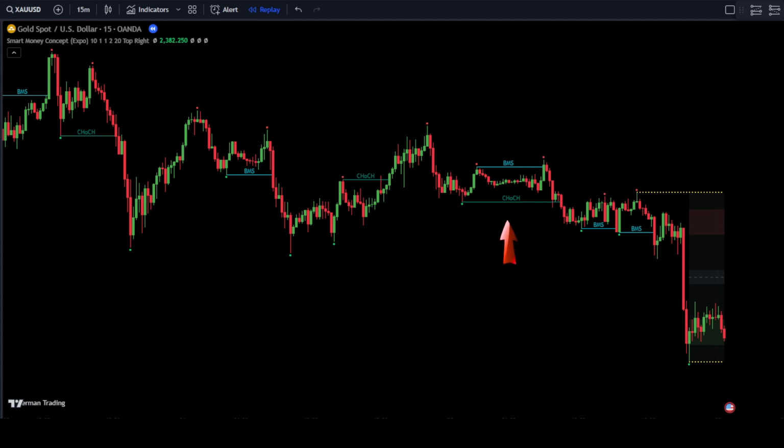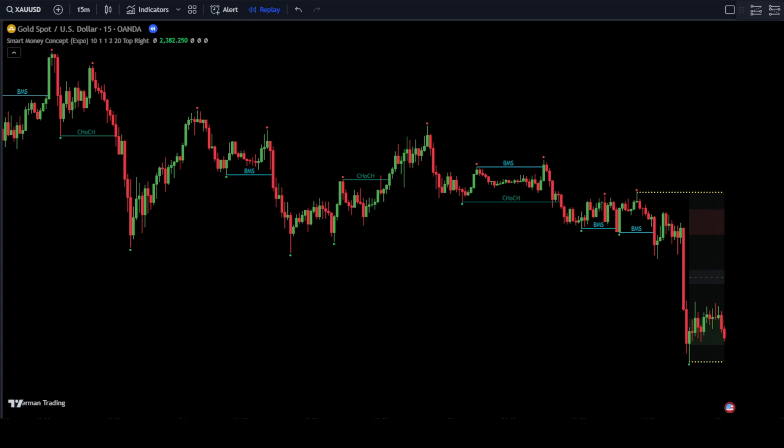For example, when there's a trend change from bullish to bearish, it will be marked by a change of character signal. If the price then continues to decline, a break market structure signal will appear. This suggests that the price is likely to continue the current trend. Additionally, the indicator marks premium and discount zones. The premium zone is useful for finding optimal points to place buy orders. Conversely, the discount zone is useful for finding optimal points to place sell orders.